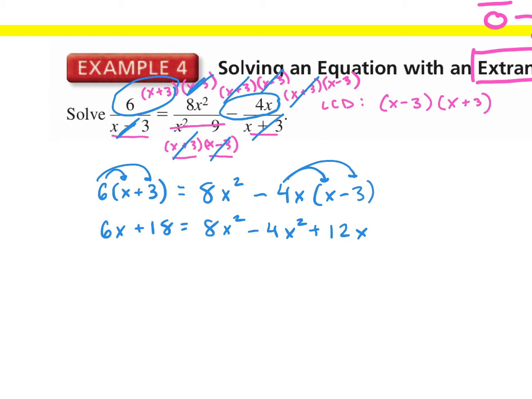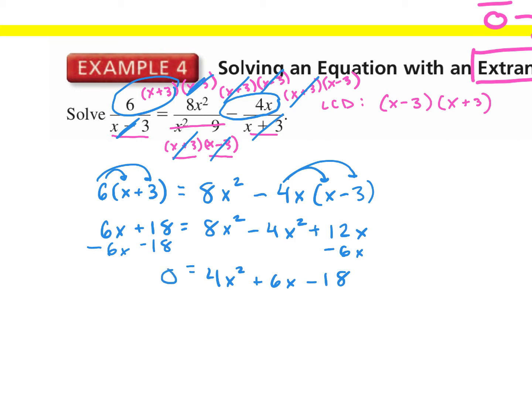Let's move all of our terms to one side because we see we have some x squareds and some x's, so we know we're going to have to factor. I'm going to combine like terms here. This would be 4x squared, and then I'm going to subtract 6 on both sides, so plus 6x. And then subtract 18, minus 18.